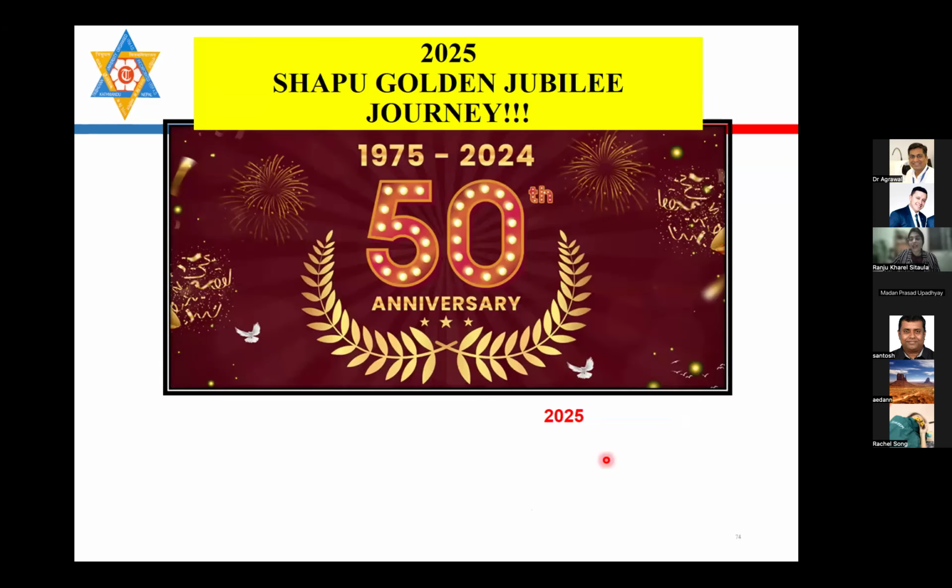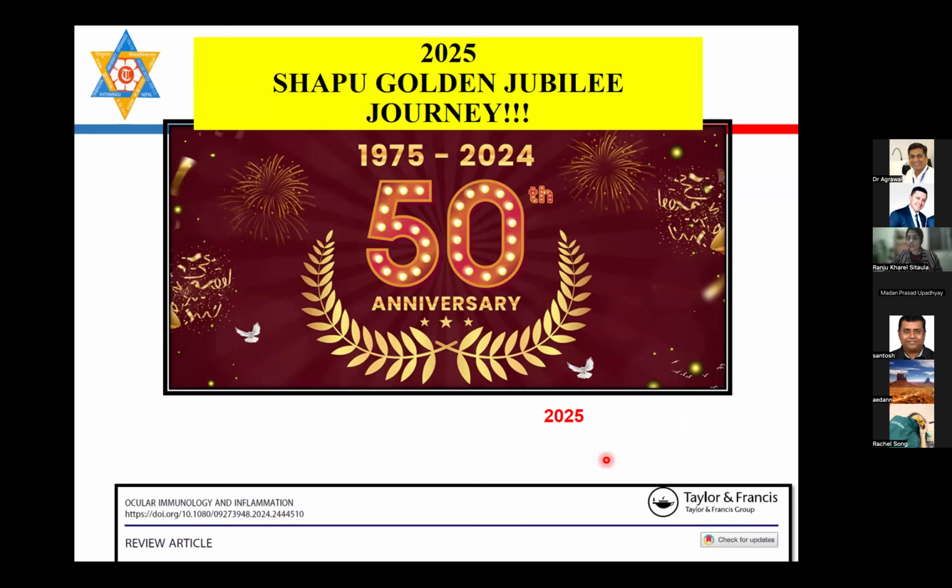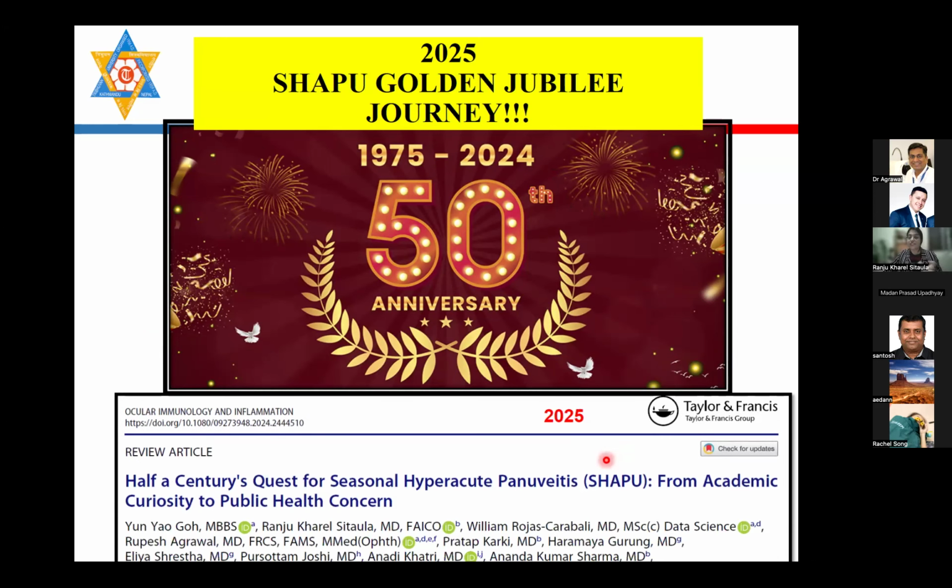And it's now been a 50 year journey of SHAPU. Identified in 1975, now we are in 2025. This year is very precious to us, and we are trying to make this year even more precious by doing a lot of work on SHAPU in 2025. Our first contribution to it is the publication of a 50 years review paper, that is, a half a century quest for SHAPU. And thanks to Dr. Rupesh and his team for this collaboration.